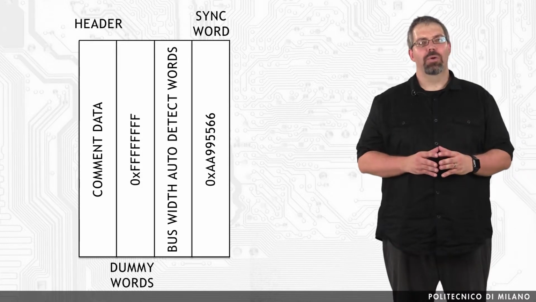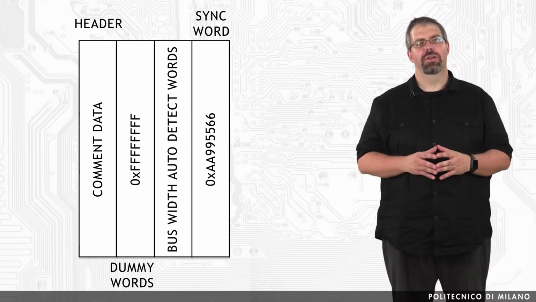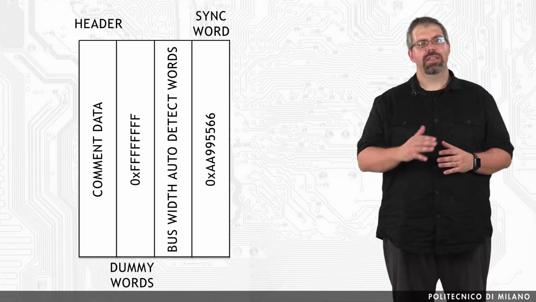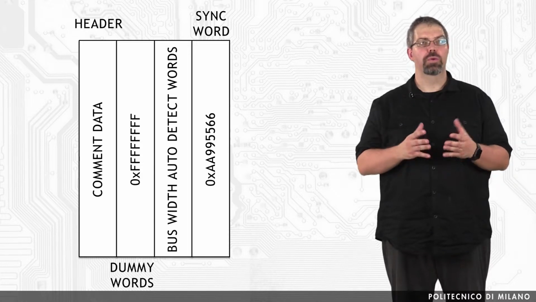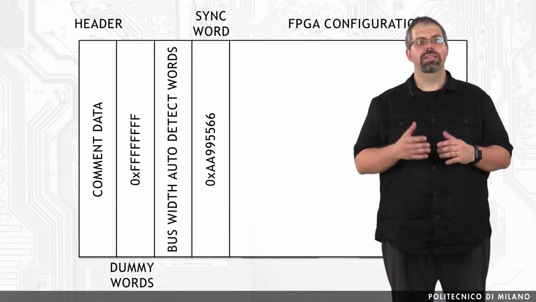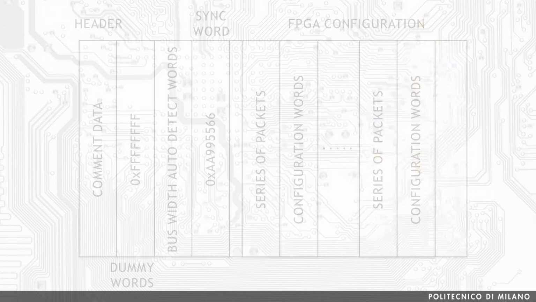A synchronization word, signaling the upcoming of the actual configuration data, is used to align the configuration data with the internal configuration logic. Within this context, no packet will be processed by the FPGA until the synchronization word is found. Finally, the actual FPGA configuration. The FPGA configuration is basically made of a series of packets, with their respective headers, that are used to perform writes to the configuration register of the configuration hardware of the device, and a series of configuration words.